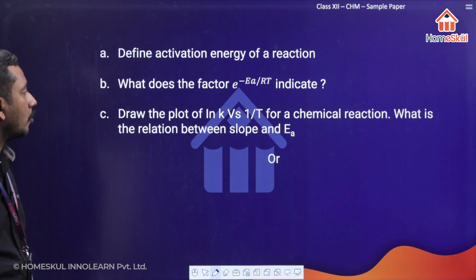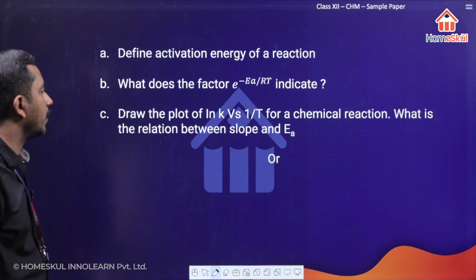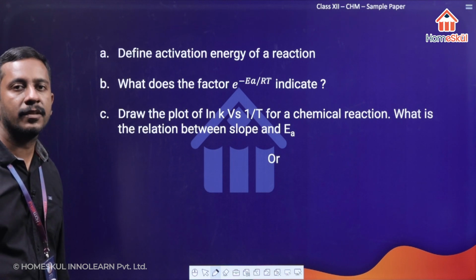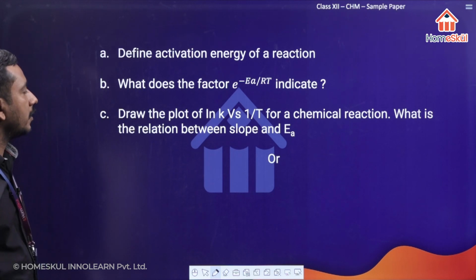And thirdly, we have to draw a plot of log k against 1 by T for a chemical reaction, and also give the relation between the slope and the activation energy obtained from that graph. So the first question, define the activation energy of a reaction.